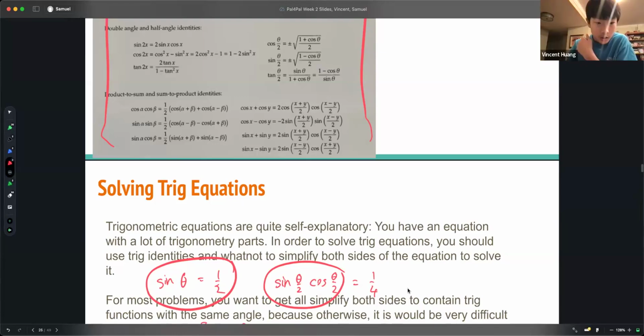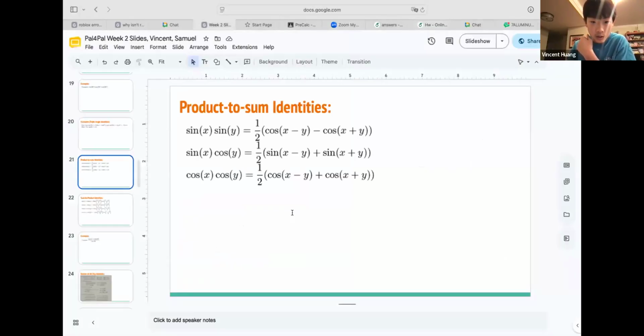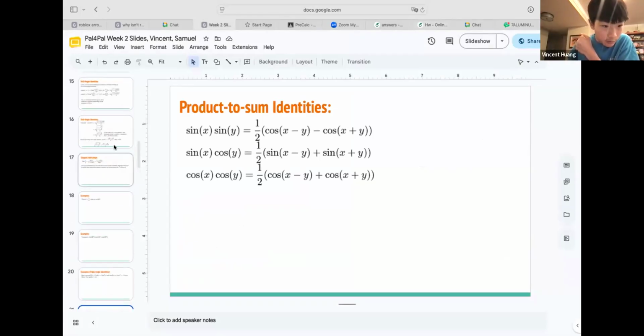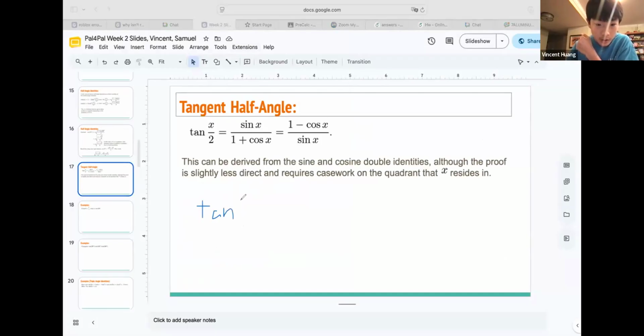Okay, let me share. I'll just stop sharing. Where is it? Week 2 slides. I did disconnect my iPad, but I think I can still write fine. Yeah, annotate. So tan x over 2. We have our, oh my God, it is horrendous. Okay. Tan x over 2.